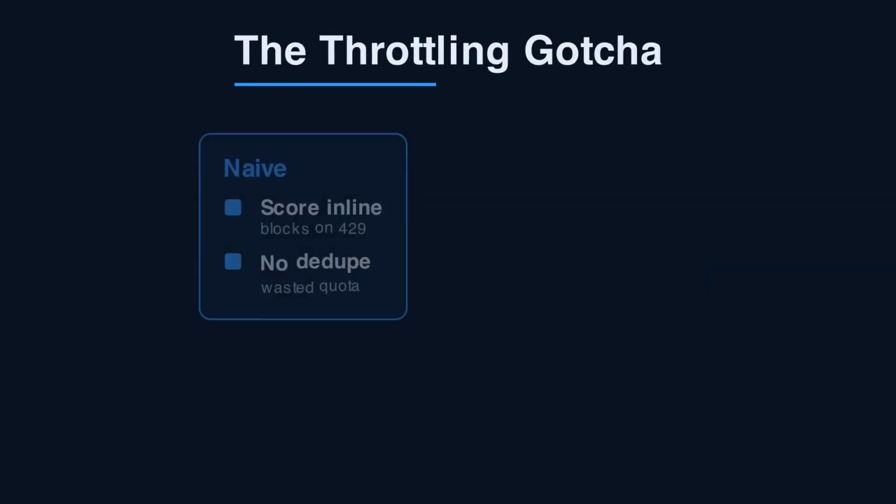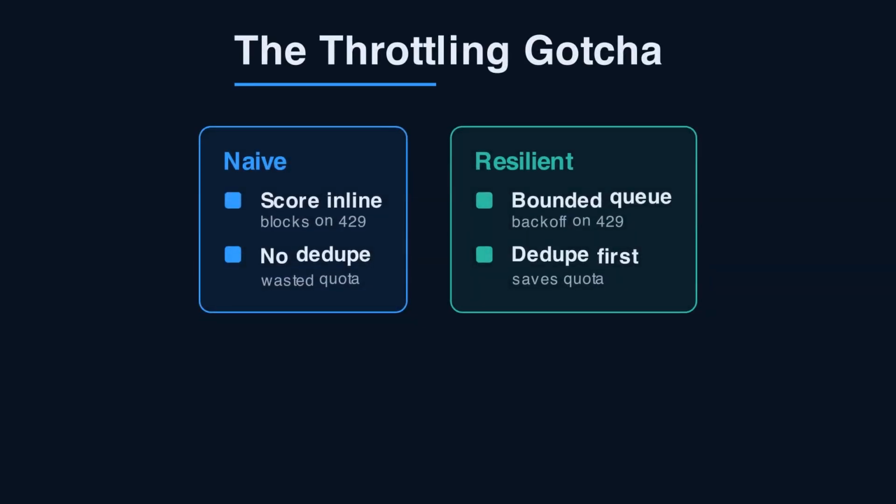Here is the gotcha I promised. The Content Safety free tier caps at a handful of requests per second. Even standard tier has a limit. A busy chat stream blows past it and you get 429 responses.